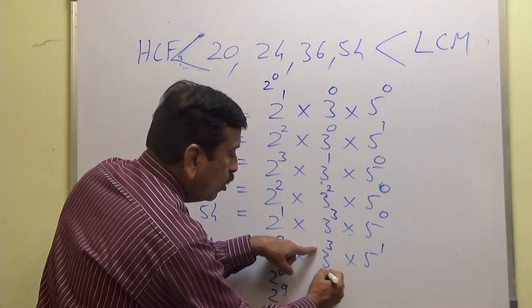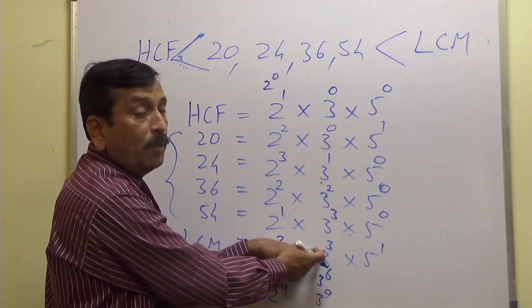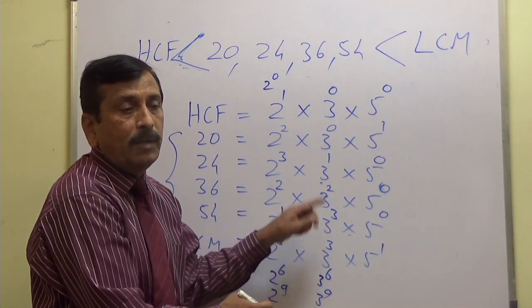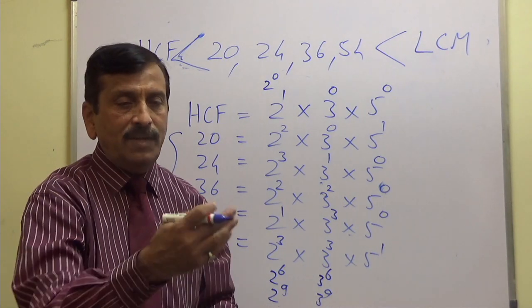3 to the power 6 is also a multiple. 3 to the power 9 is also a multiple. Among these common multiples, 3 to the power 3 is the lowest common multiple, and so on. So this is the conceptual illustration of LCM and HCF. Let's go next.